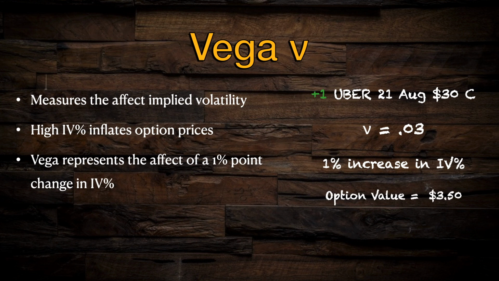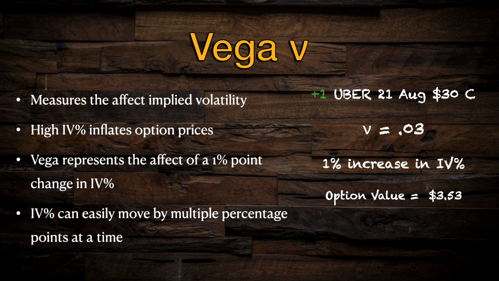Well, Vega represents the amount that the option value will fluctuate in response to a 1% change in implied volatility. An option with a Vega of 0.03 will increase the value of that option by 3 cents if implied volatility increases by 1%. This may seem like a relatively small move, but remember, implied volatility can move by several percentage points at a time in response to any unexpected market event.